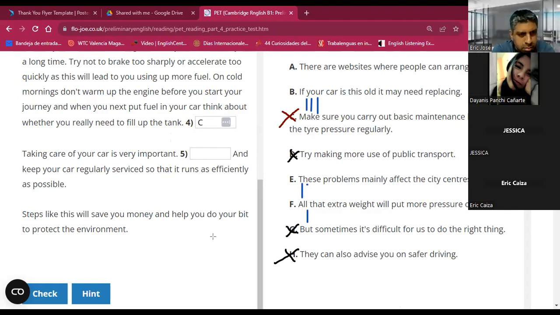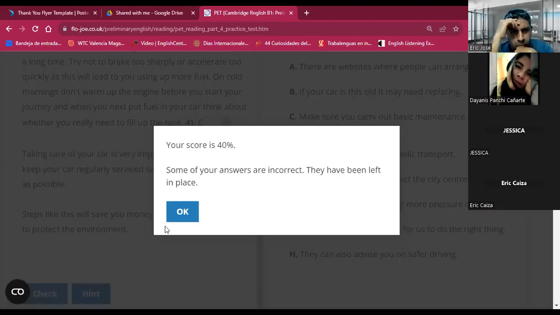Okay, Dayanis, which one do you think it is? You might disagree. We can agree to disagree. Letter E. So most of you said letter B, so let's put letter B. Check. 40%.